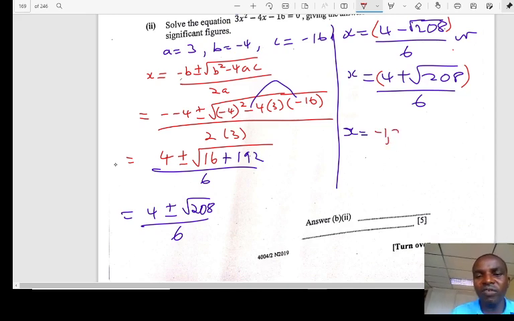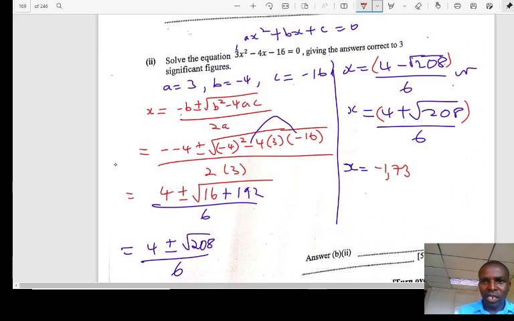Minus 1.7 to 3 significant figures. And how many? These are 3, yes. So minus 1.73. The 7 rounds it up to 74 because it's 737. So 74, or x is equal to what? So it's minus 1.74, or the other one, you put a plus now.